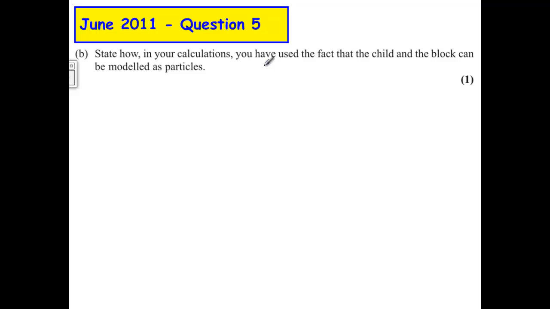So that's an 11 mark moments question from Edexcel paper on M1 in June 2011. It was question 5.